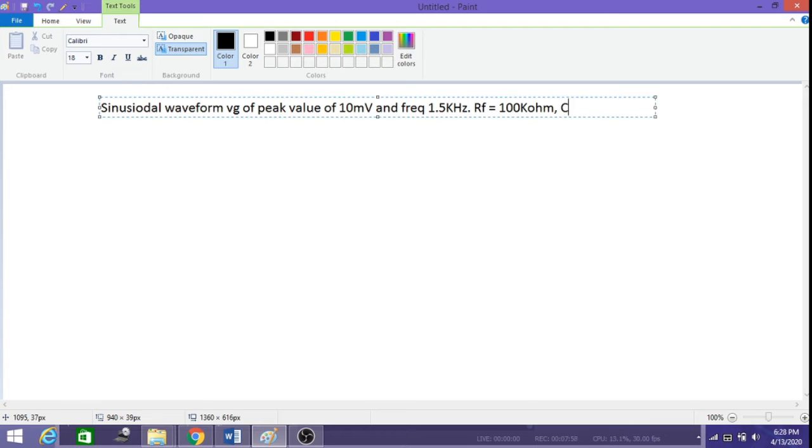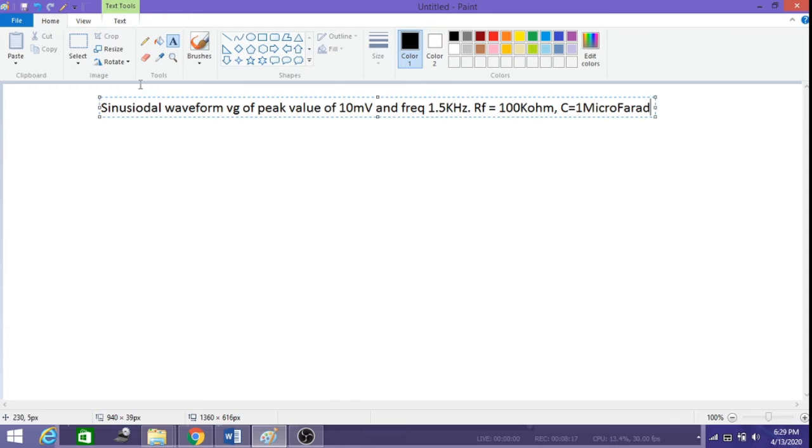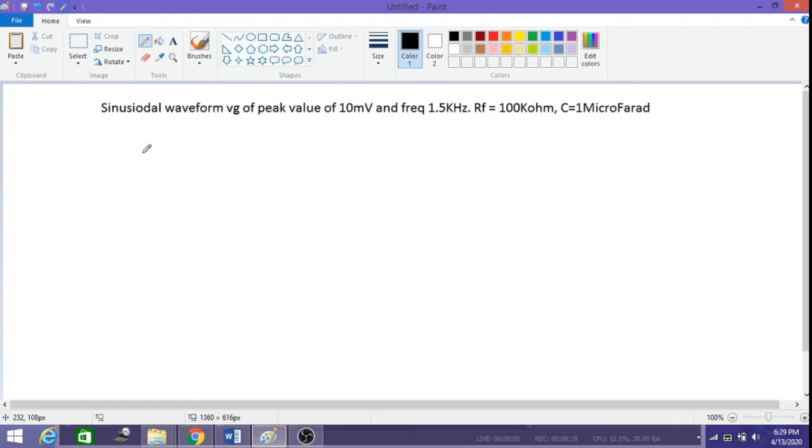and the capacitor C1, or C whatever we can call, is equal to 1 microfarad. Okay, 1 microfarad. So now there is no point of writing the circuit because we know how the circuit looks like. So let us quickly jump into the calculation here.